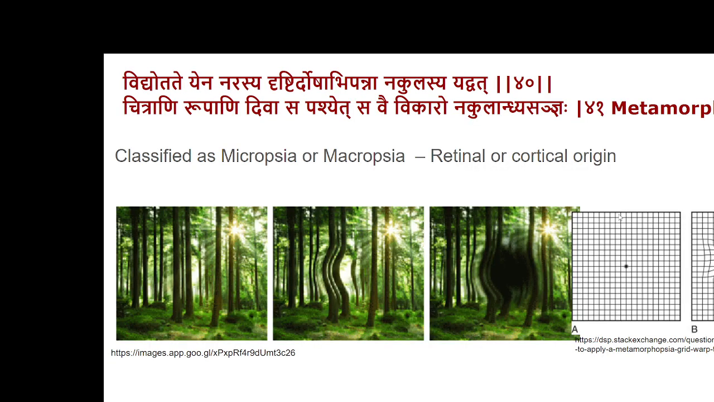Then comes another of the Drishtidosha, Nakulandhya. Nakulandhya is where vidyotate yena narasya drishtihi doshapipannaha nakulasyedvata chitrani rupani divasa pashyeta sabai vikaro nakulandhyasamnyaha. Nakulandhya is a situation where the total field of vision becomes blurred or altered, or maybe reduced, and the patient may be looking at the object in a different fashion. And Sushruta says Nakula, that's the mongoose, would have that kind of vision. We do not know whether mongooses have that kind of vision or not.